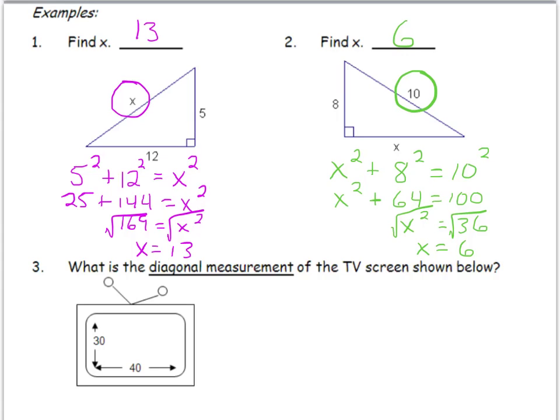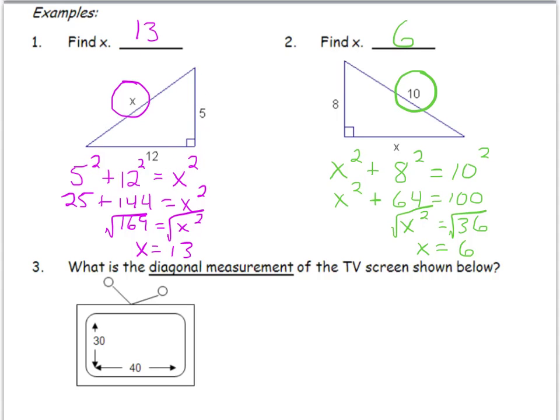Now, does that make sense for both of these answers that we've gotten? Make sure you check it out. If I put a 6 down here, now my drawing's off, I apologize. But does it make sense that my legs should be smaller than my hypotenuse? Absolutely. Just like with number 1, the legs should always be smaller than the hypotenuse we got, and that was 13.